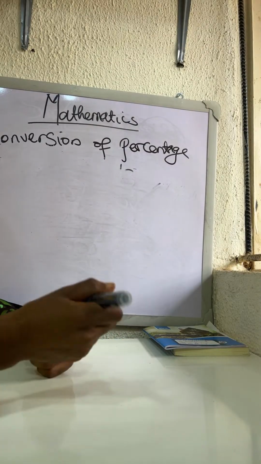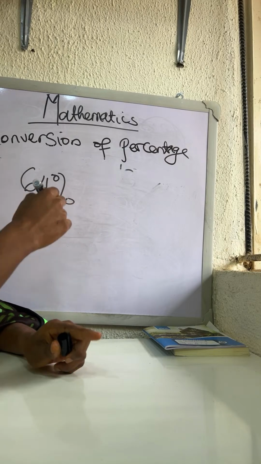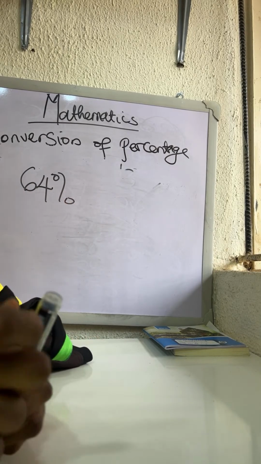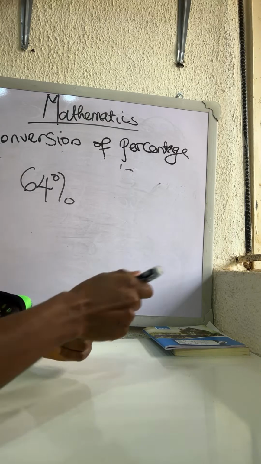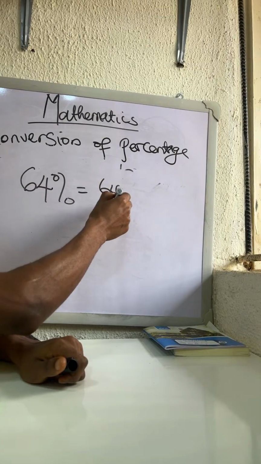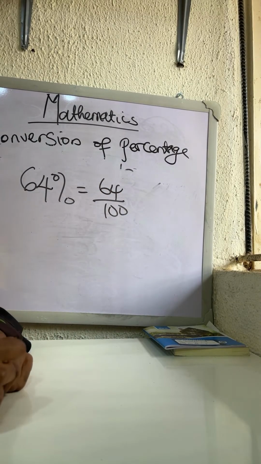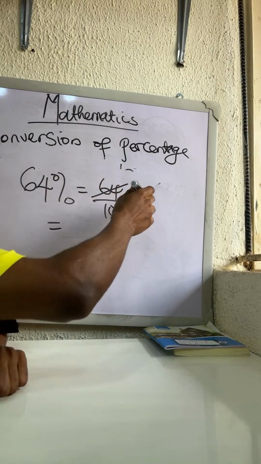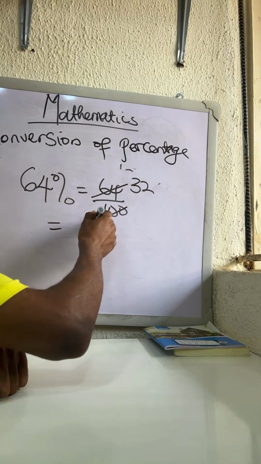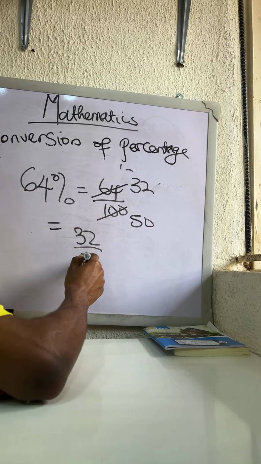So the next one we'll look at is 64%. What is 64%, please? 64 over 100. Good. 64 over 100 should be seen as what? 2 divides 64 to get 32. 2 divides 100 to get 50. So I have 32 over 50.